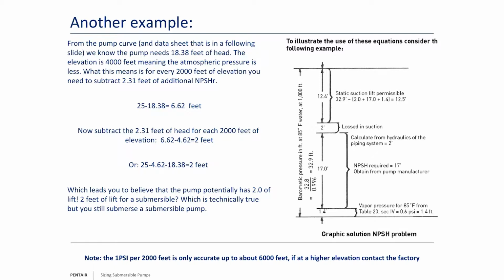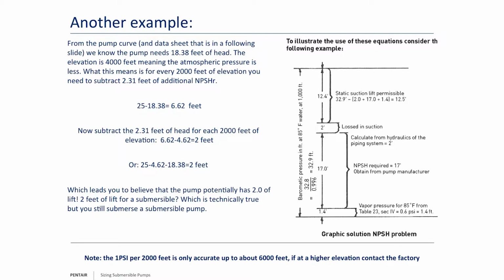So what does that tell us? That tells me I take 25 minus 18.38, and I have 6.62 feet of positive pressure, so to speak. That the pump is not really worried about submergence too much. Not to say you don't submerge it, you always submerge the submersible pump. But we've met the need just with the atmospheric pressure.